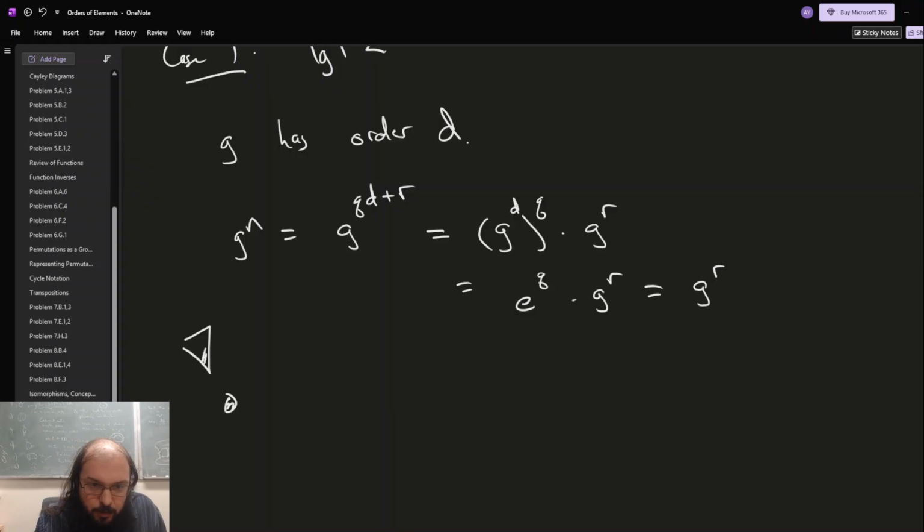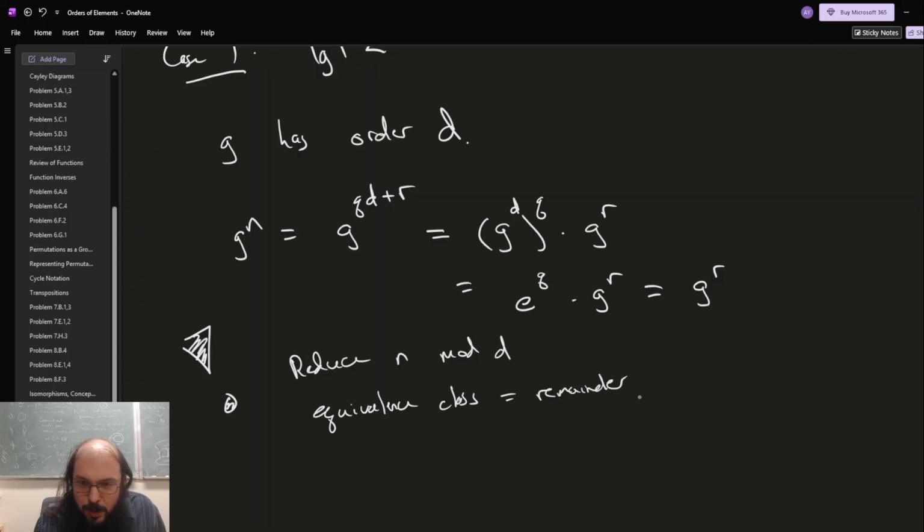we can simply reduce n mod d, and the equivalence class, which is the remainder, tells you which power of g you get. So in other words, the Z mod nZ's that we've used as occasional examples are fundamental for thinking about group theory, because in some sense every group element and its order can be thought of in terms of Z mod nZ, or in this case, Z mod dZ type stuff. You just reduce mod d and then you know which element you're looking at.